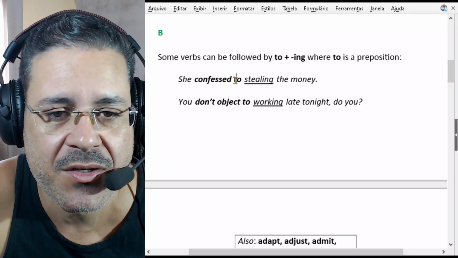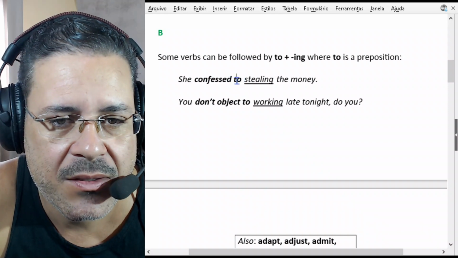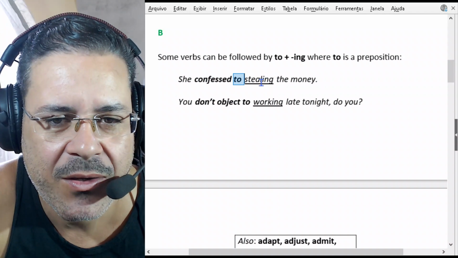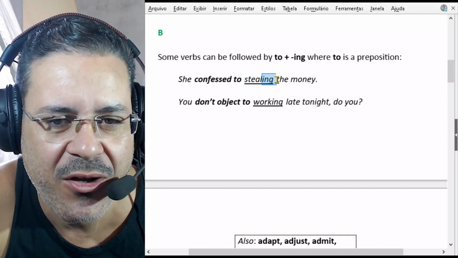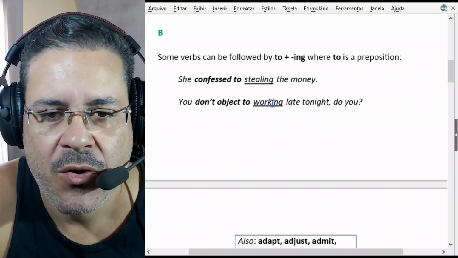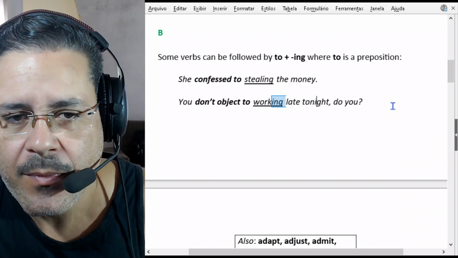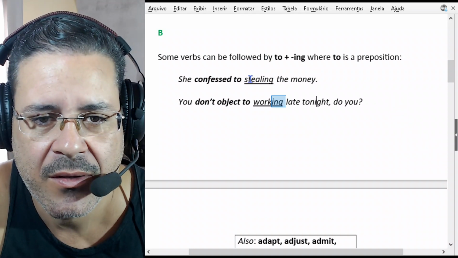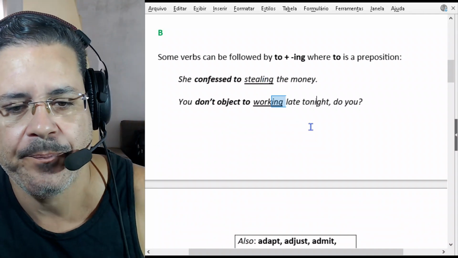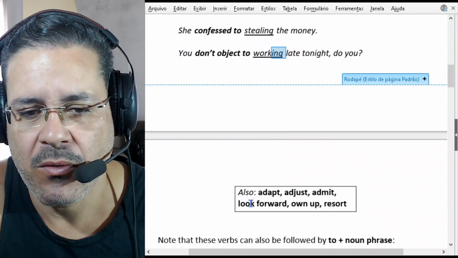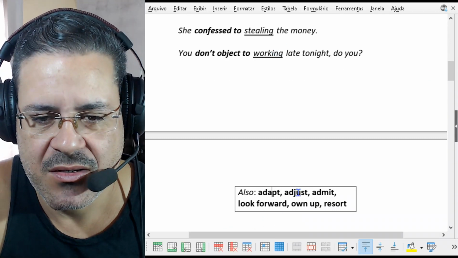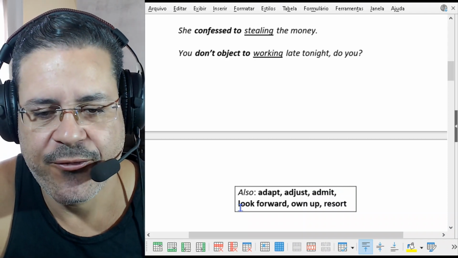Notice that we've got the to preposition, and after prepositions we generally put the ing form of the verb. She confessed to stealing the money, or you don't object to working late tonight, do you? After the preposition to, or even other prepositions, we generally use the ing form. Use that pattern also with the verbs to adapt to, to adjust to, admit to, look forward to.